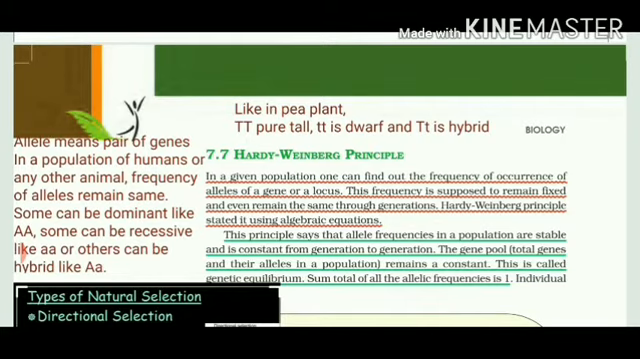Today's topic we are going to start with the Hardy-Weinberg principle. In any population there can be different groups of organisms. If we take the example of humans, some may contain dominant genes, a few may contain recessive genes, and some may contain a mixture of dominant and recessive characters, which we call hybrid.